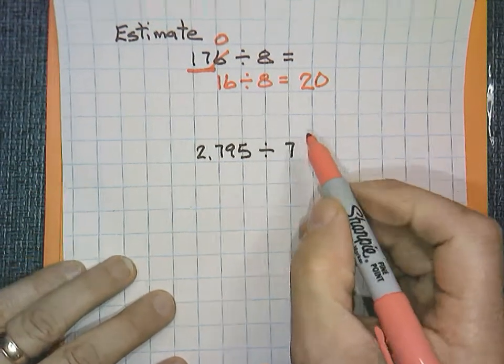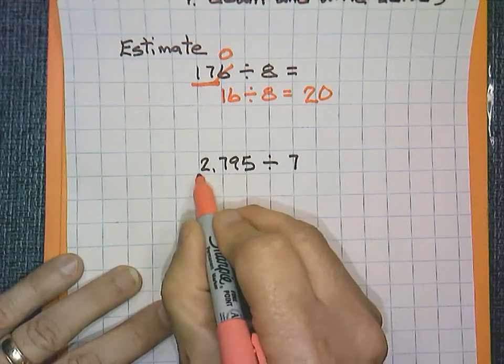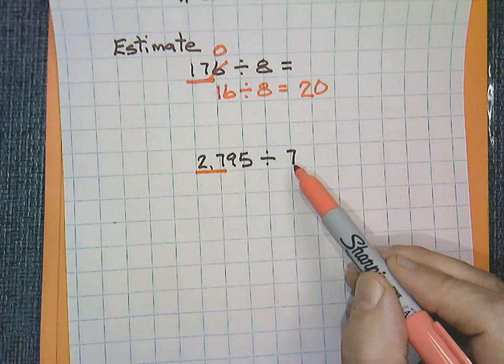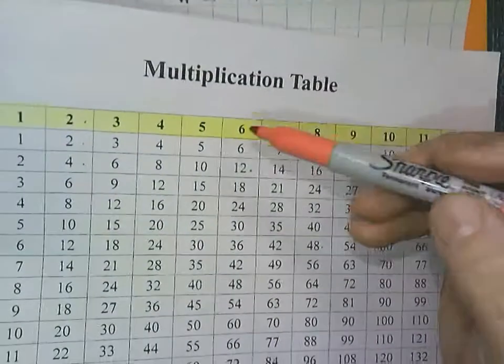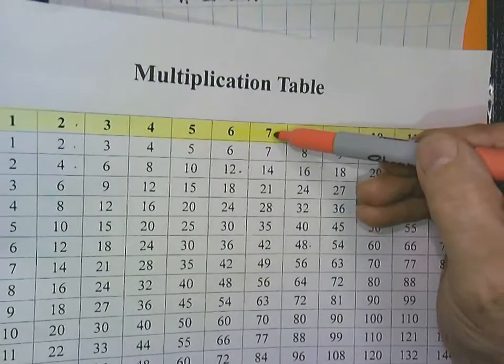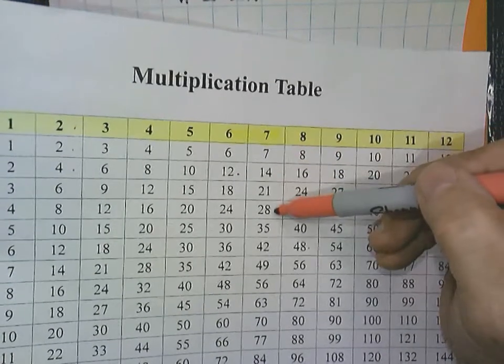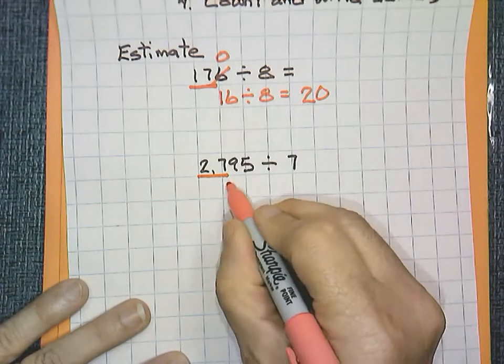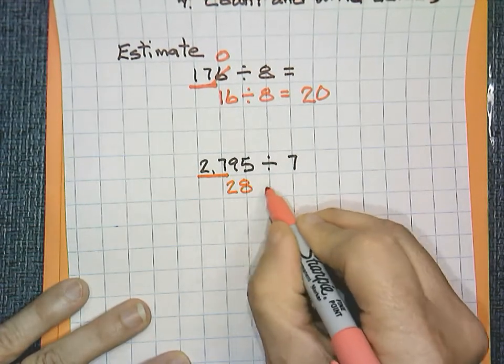2,795 divided by 7. Again, I want to estimate. Let's start with my 27. I'm going to find a compatible number to 7. I go to 7. I'm looking for the closest number to 27. In this case, it's 28. Now I'm going to divide.